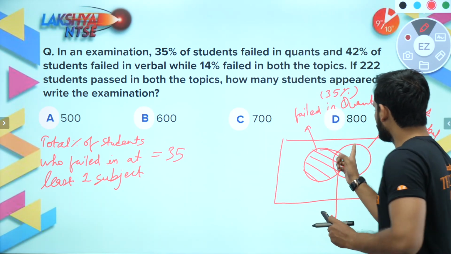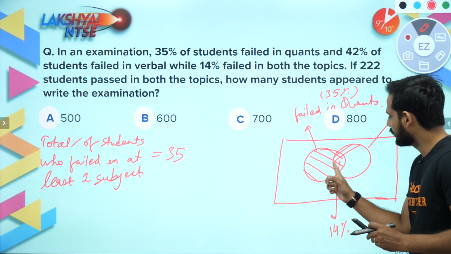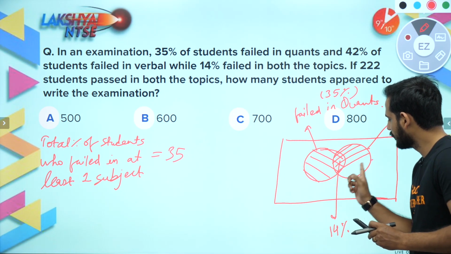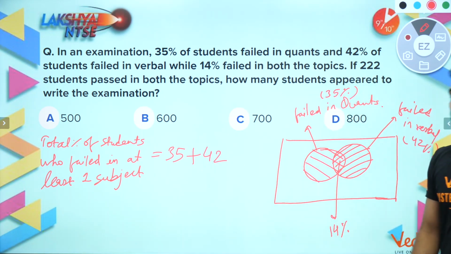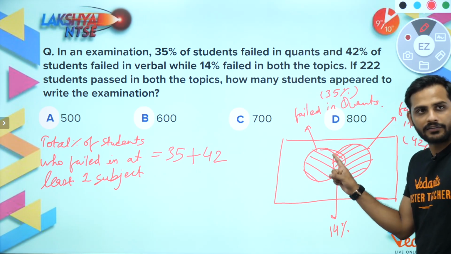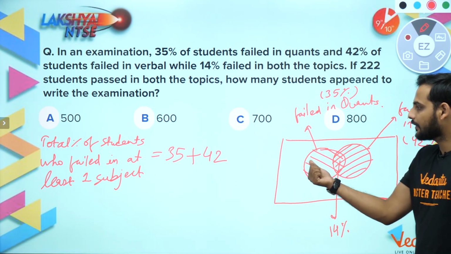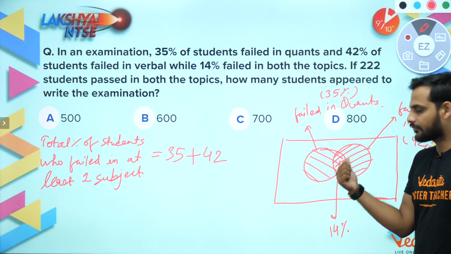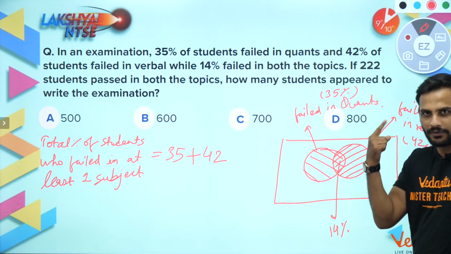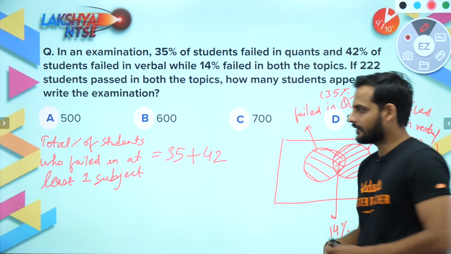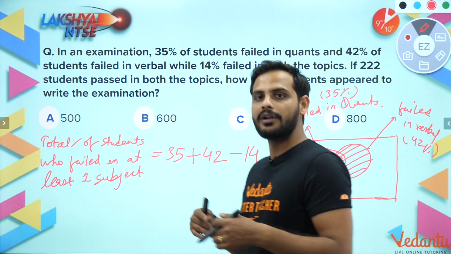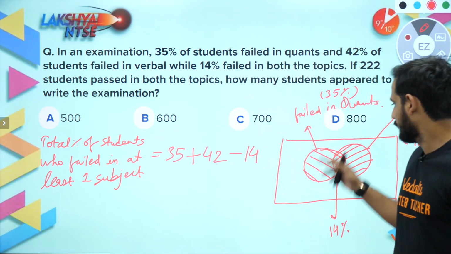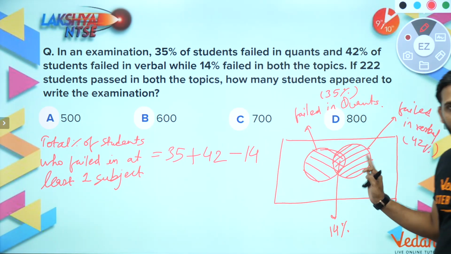If I take the students who failed in verbal, this will be 42%. Now when I have done 35 plus 42, you can see this middle overlapping part, I have counted when I was counting 35 and when I was counting 42. Both times I have counted, but I have to count it only one time. So I'll subtract one time, minus the common part. This is how you find out the overall percentage of the students who have failed. 35 plus 42 minus the common, which is minus 14.